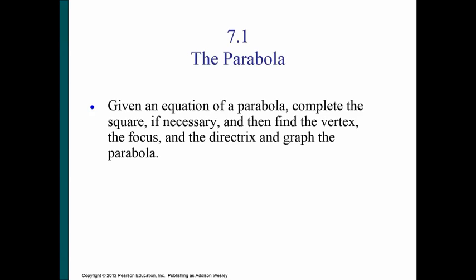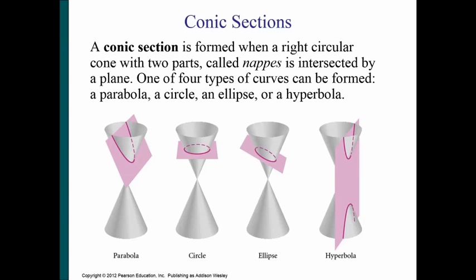7.1. This is what we want to do. Given the equation of a parabola, complete the square, and then find the vertex, the focus, and the directrix, and then graph the parabola. So this is the beginning of a chapter on conic sections.